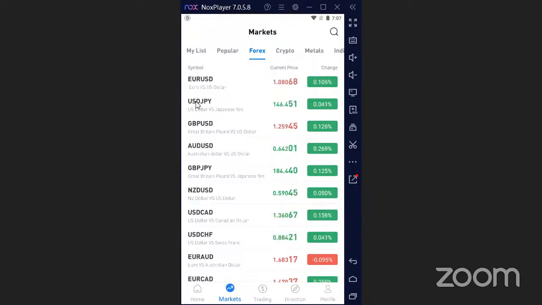Now we have what we call the major pairs. We have the major pairs, we have the minor pairs, then we have the exotic pairs.